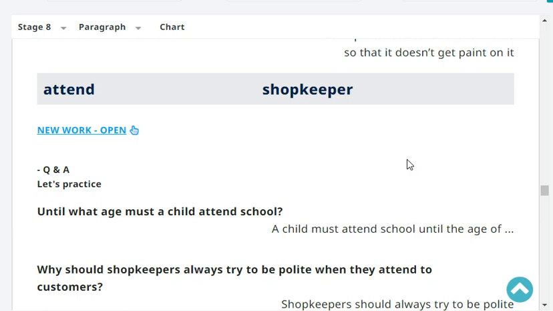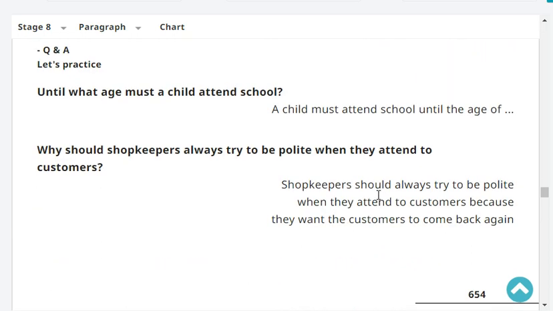A child must attend school until the age of 18. Very good. Why should shopkeepers always try to be polite when they attend to customers?